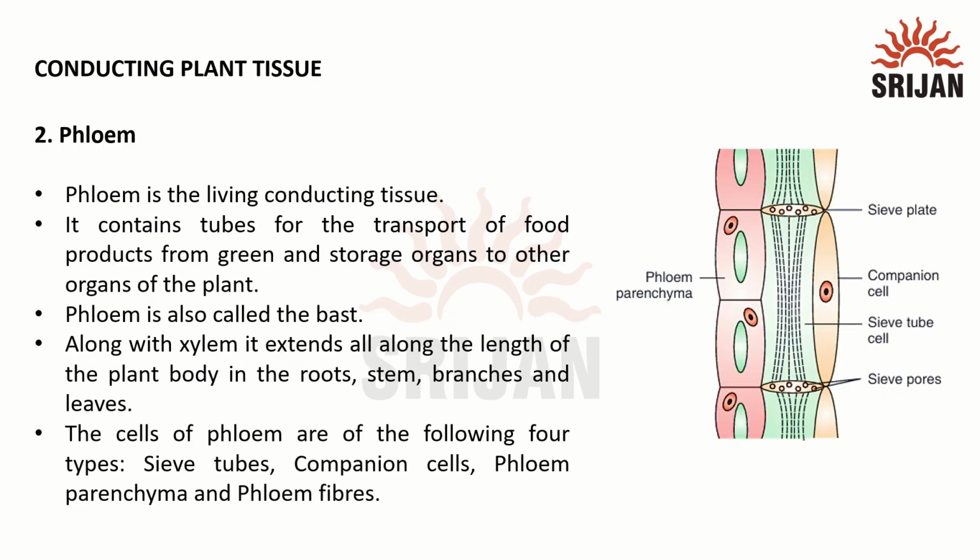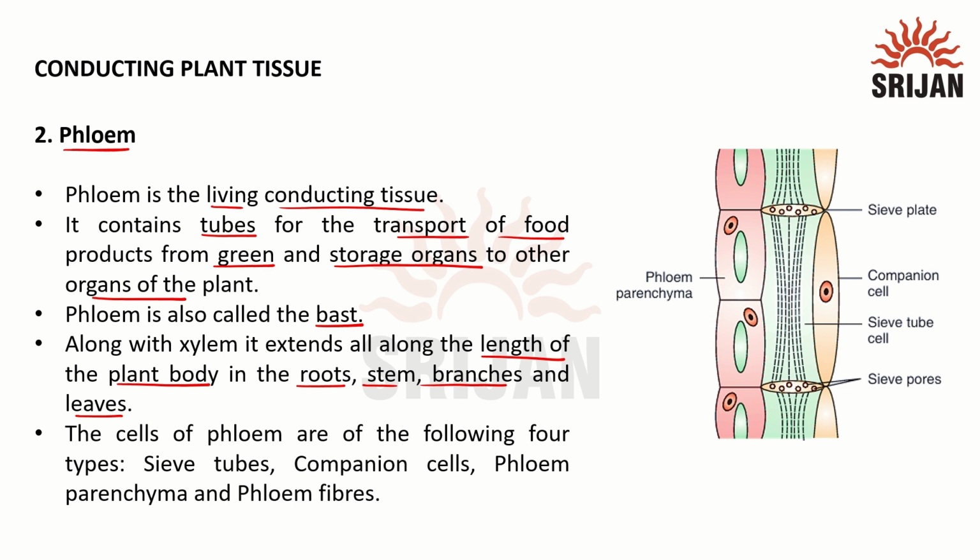Next, conducting tissue is phloem. So phloem is the living conducting tissue. It contains tubes for transporting food products from green parts of the plant to the storage organs or to any other organ of the plant body. So phloem is commonly known as bast and fibers of phloem can also be termed as bast fibers. Now along with xylem, this phloem also extends along the length of the plant body from root to the topmost part of the plant, that is the leaf tip.